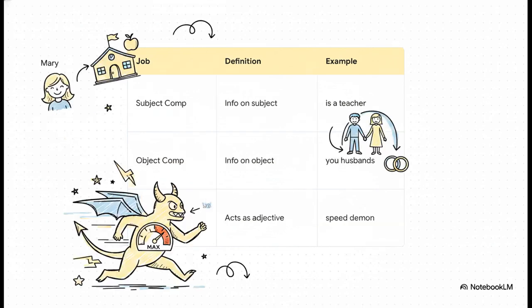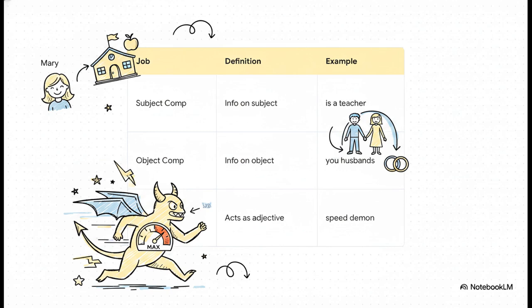We can build on this by looking at nouns functioning as complements to give more information. A subject complement follows a linking verb to tell us more about the subject. Mary is a teacher. Teacher tells us what Mary is. An object complement does the same for a direct object. I pronounce you husbands.